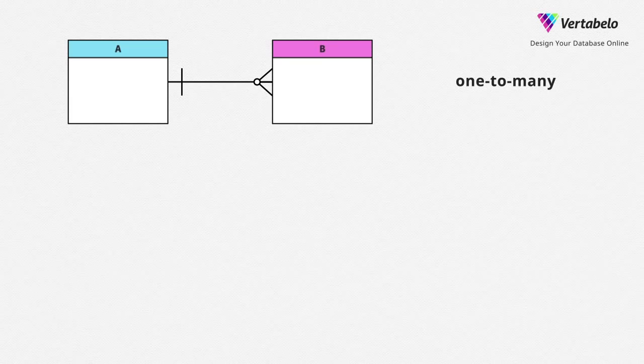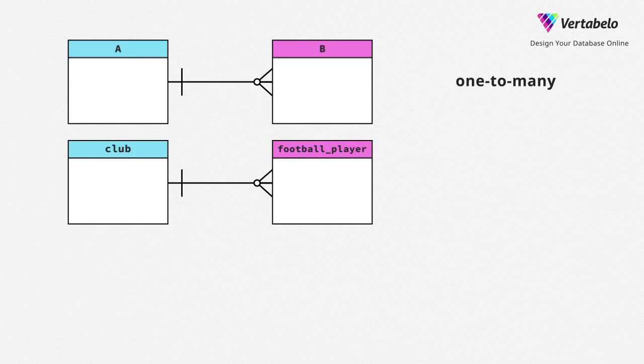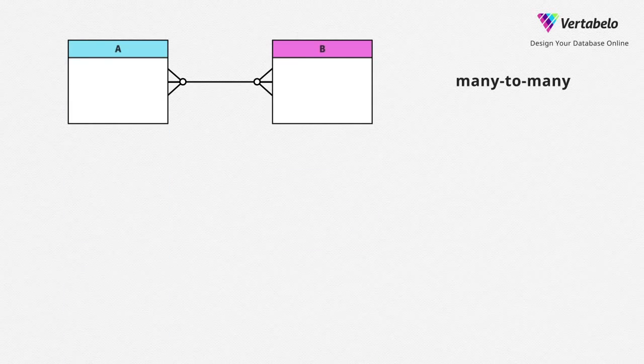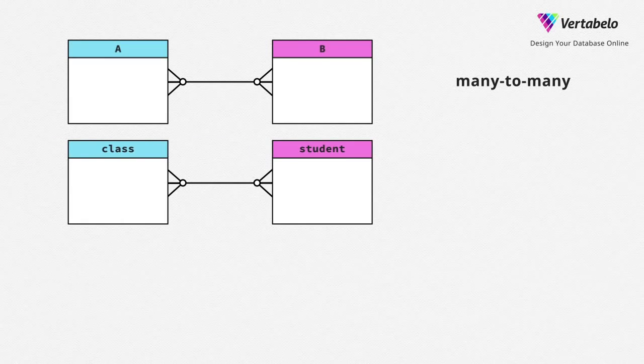In a one-to-many relationship, one row from table A may be related to many rows from table B, but every row from table B may be related to, at most, one row from table A. This is the case with football players and their clubs. One club has many players, but one player belongs to, at most, one club at a time. It's also true for a mother and her children. One mother has many children, but one child has exactly one biological mother. Finally, in a many-to-many relationship, the maximum multiplicity in each direction is many. An example of a many-to-many relationship may be students and classes. One student signs up for many classes. One class has many students sign up for it.